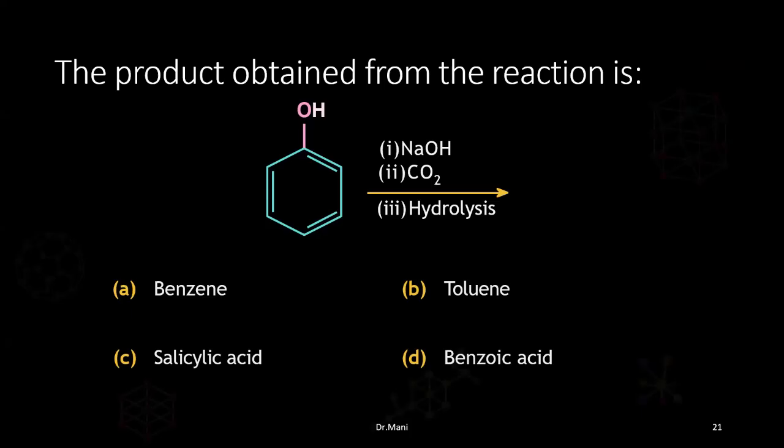What will be the product obtained if you react the phenol with NaOH, carbon dioxide, and hydrolysis? Option C. The option will be salicylic acid. We saw this: the benzene ring with OH, and this will form into C double bond OH. We saw this in the study class. So this will be the salicylic acid.